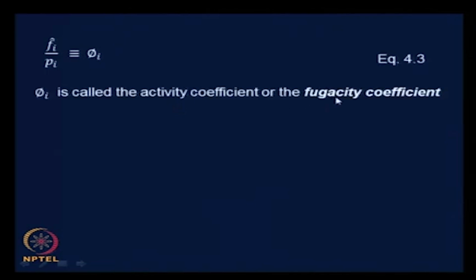We will call that equation 4.3, and phi_i is sometimes called the activity coefficient also. We will call it the fugacity coefficient in this course. In this course we will use the term activity coefficient for something else, which we will talk about later. So we will limit our terminology to fugacity coefficient, but in some of your reference books you will find this term activity coefficient. You should not get confused when you find phi_i being referred to as the activity coefficient.